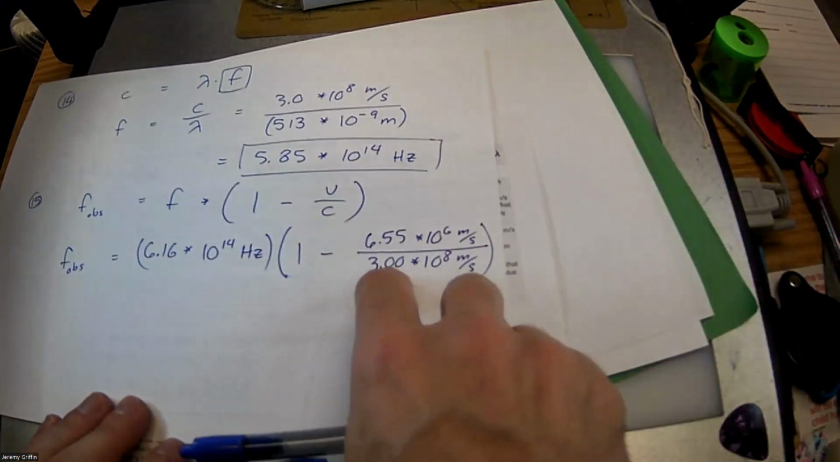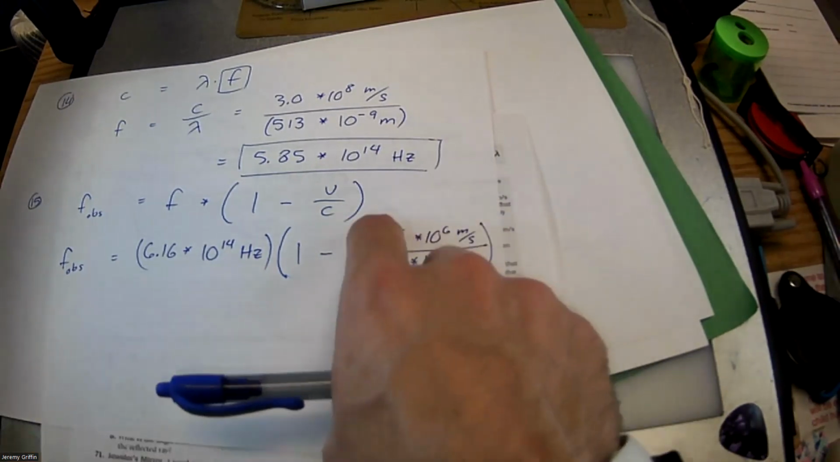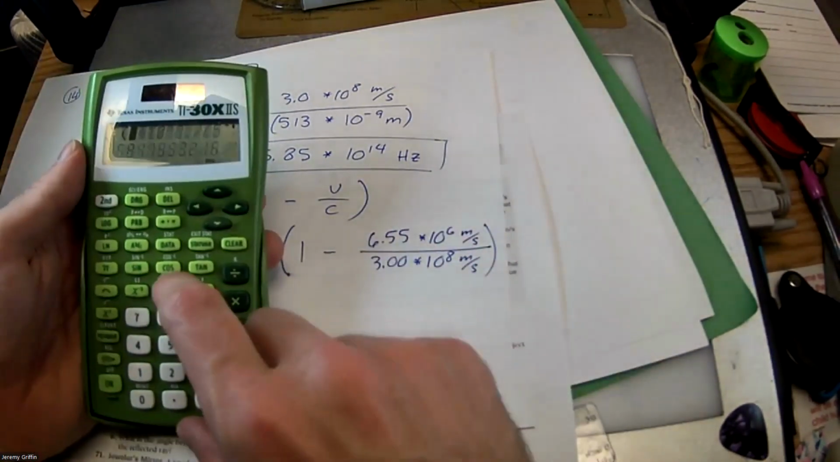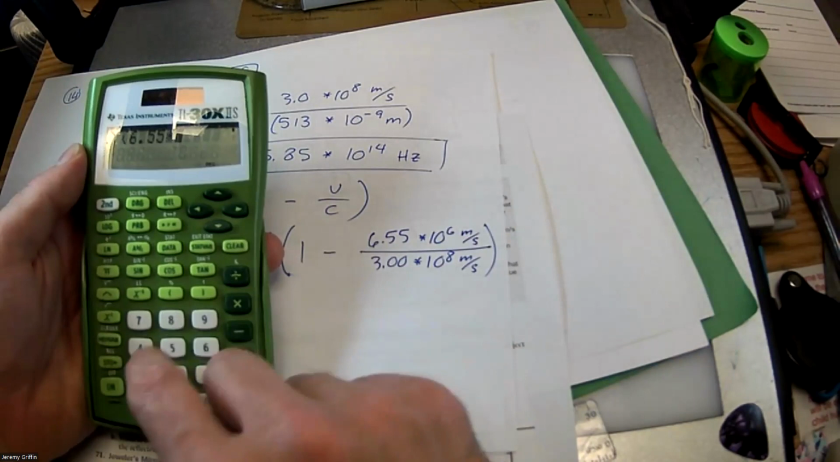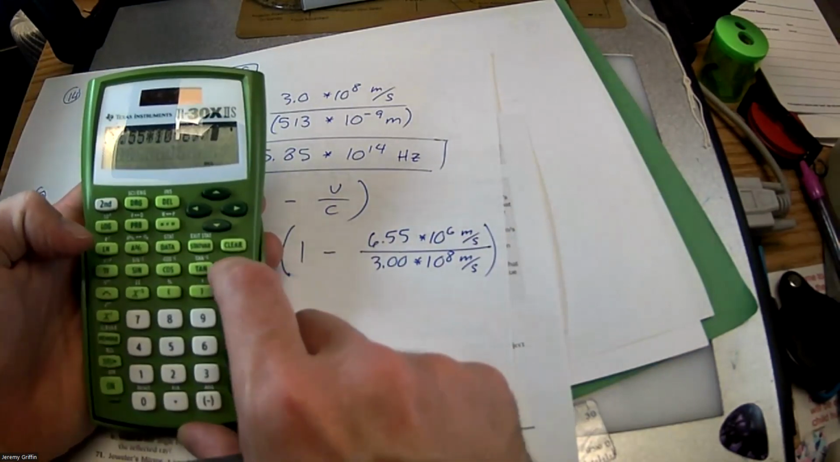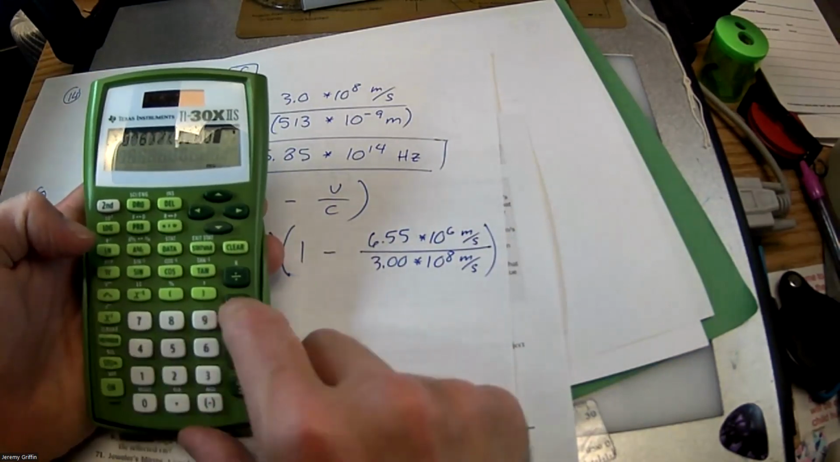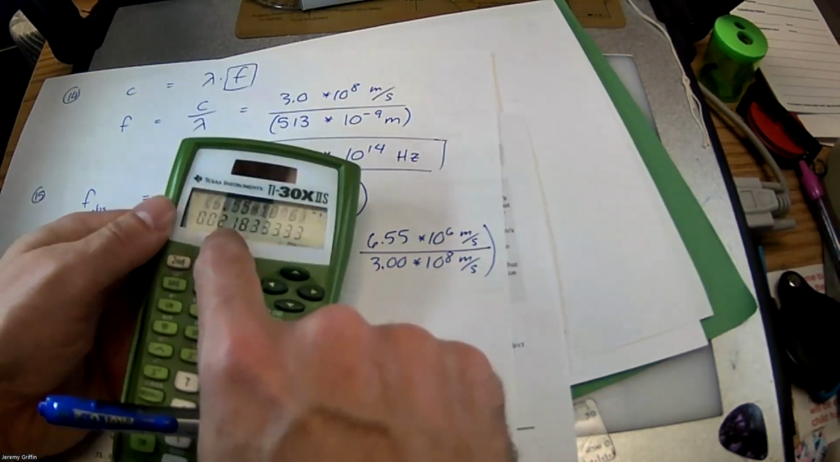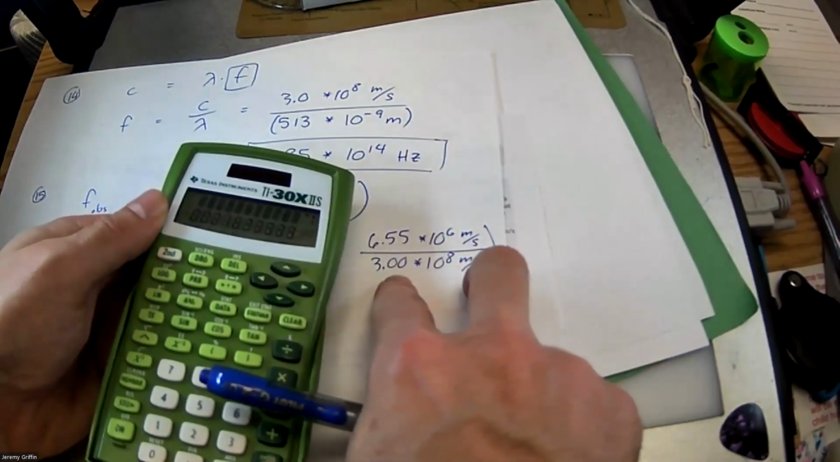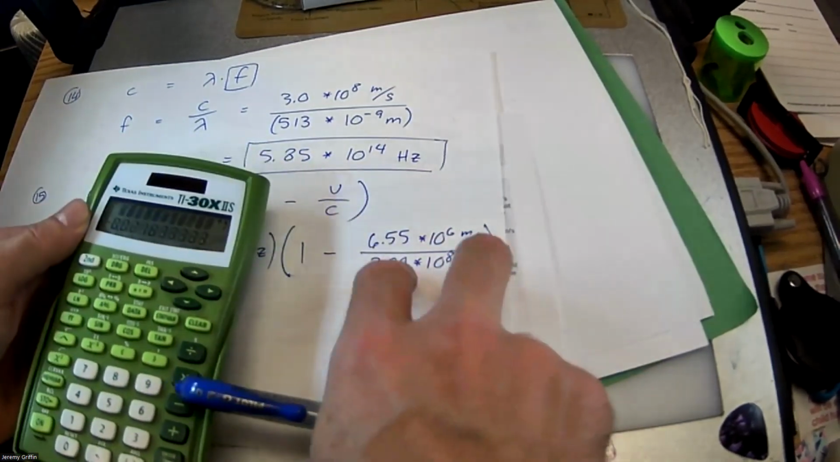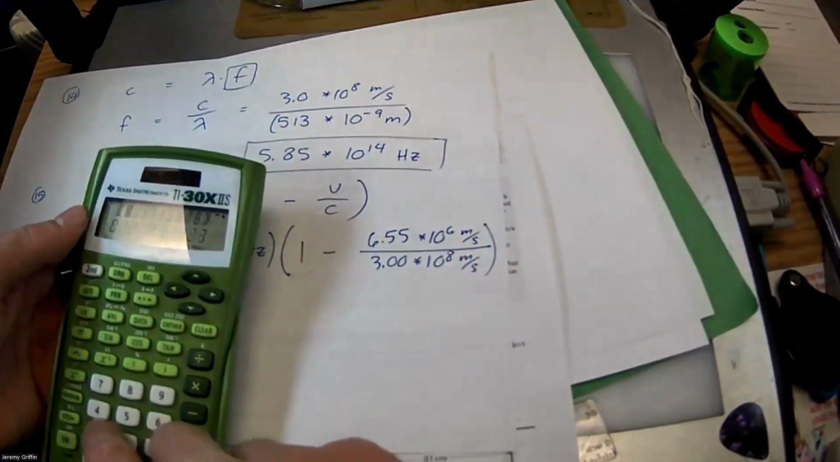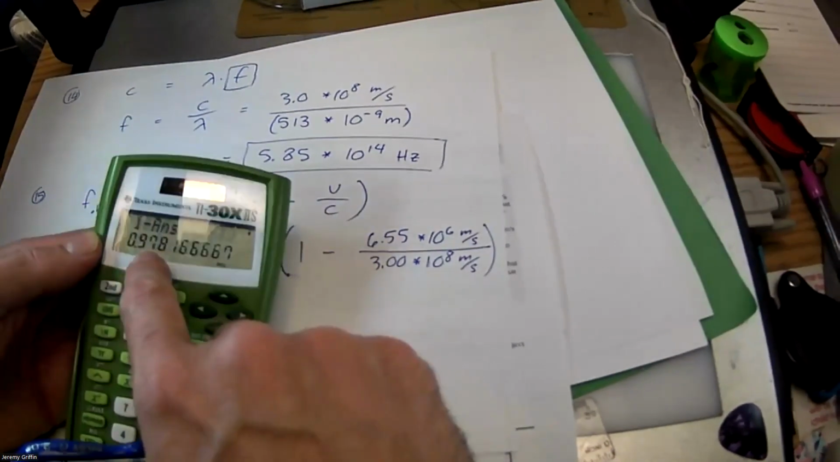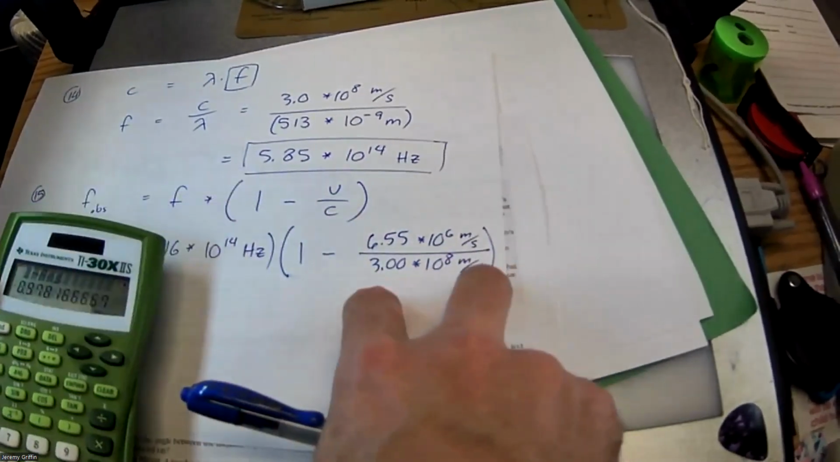You can try this out. If you divide out this fraction, it's a little over 2%. Let's chunk it down: 6.55 times 10 to the 6 divided by 3.00 times 10 to the 8. That is 0.0218 something. You guys see it's a little over 2% right there. Now, 1 minus that is like 0.978 something.